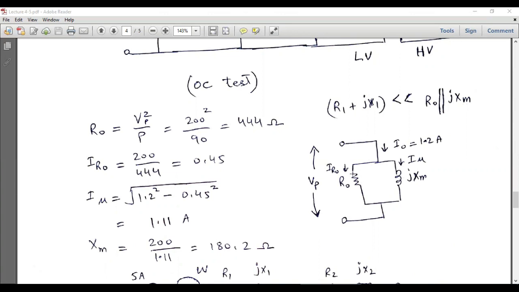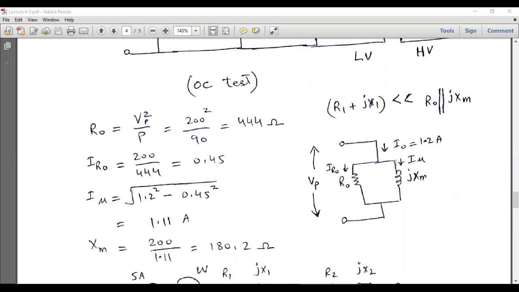So from this circuit, R naught can be calculated as Vp squared over P, because P is equal to V squared over R. So we have this Vp, and we also have this power loss, which is 90 watts, and R naught can be calculated to be 444 ohms. Similarly, we have the primary voltage, we have this resistance, so we can calculate the current which is flowing through this resistance, and I_R0 is equal to 0.45 amperes.